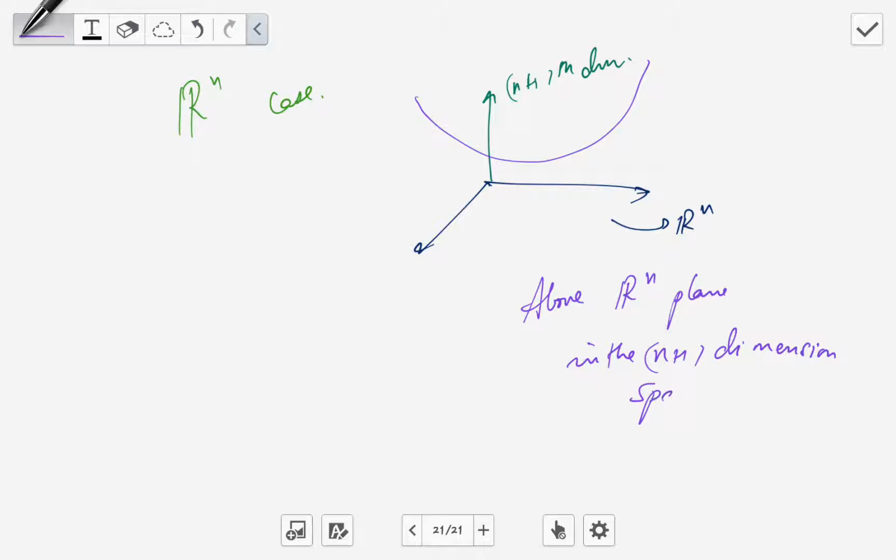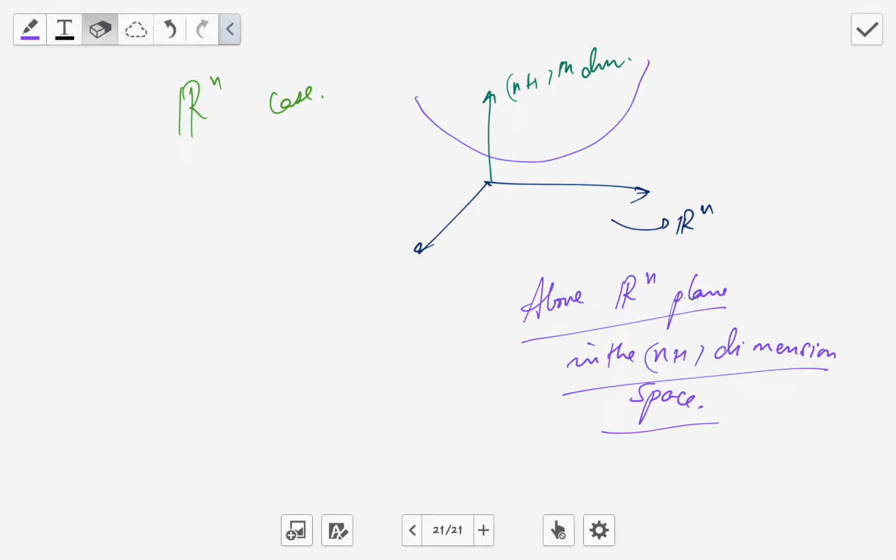Okay. Fine. Because Rn is a plane in that n plus 1 dimension space, or a hyperplane. Yeah. Rn is the hyperplane. Definition of hyperplane: a hyperplane is just a plane in an n dimensional space. If it is 3-dimensional space, we'll call it a plane. And if there is a plane in n dimensional space, then it is called a hyperplane. Okay. Above Rn, which is a hyperplane in n plus 1 dimension space.